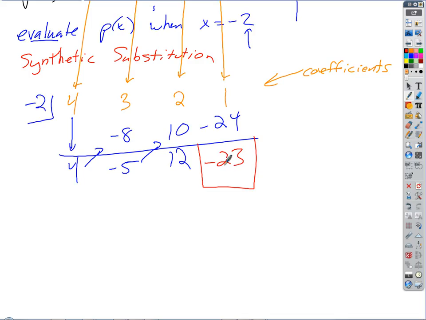Does that sound familiar? Isn't that the number we got? Right? So that's called synthetic substitution. The nice thing about it is you never have to deal with any exponents. You're just multiplying and adding, which is pretty simple, right?